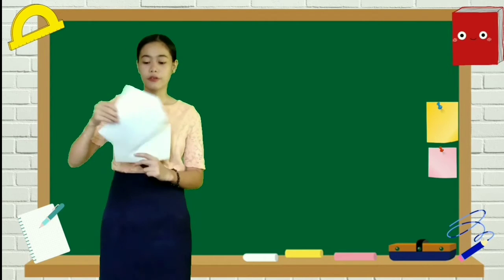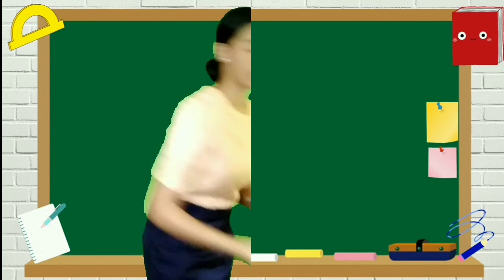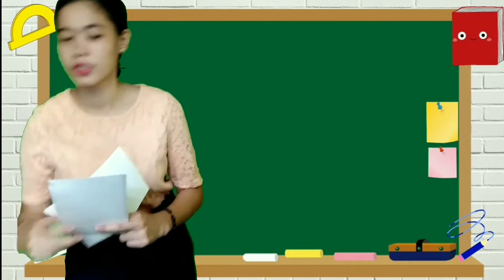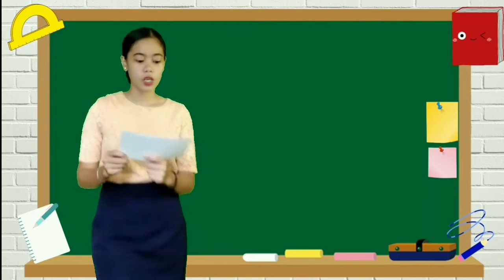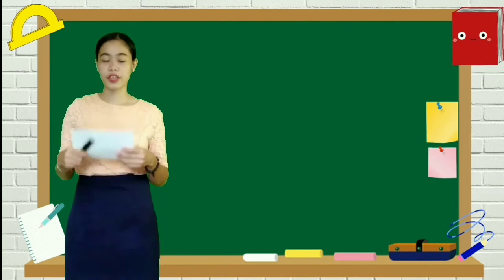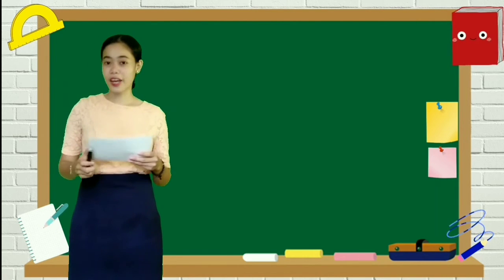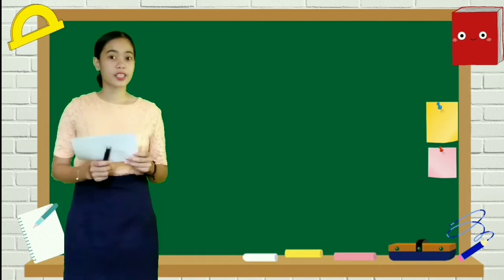Okay, so I will first distribute this. Okay, group 1, group 2, and group 3. Alright, I will give you 10 seconds each to answer, and after that, we will identify what the answer is, alright? Okay, so let us start.